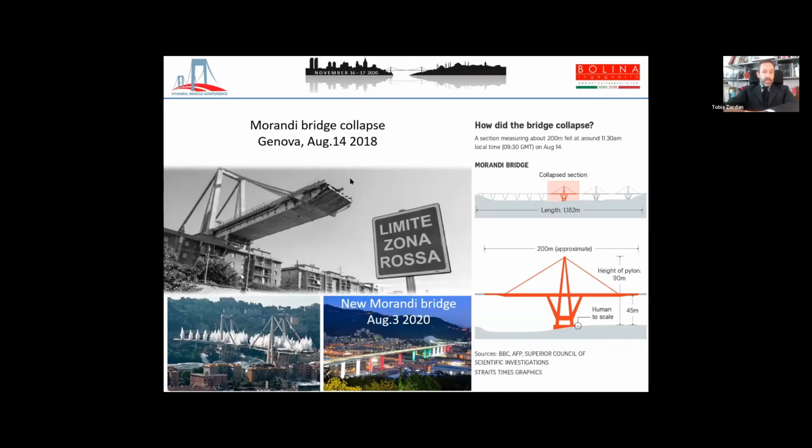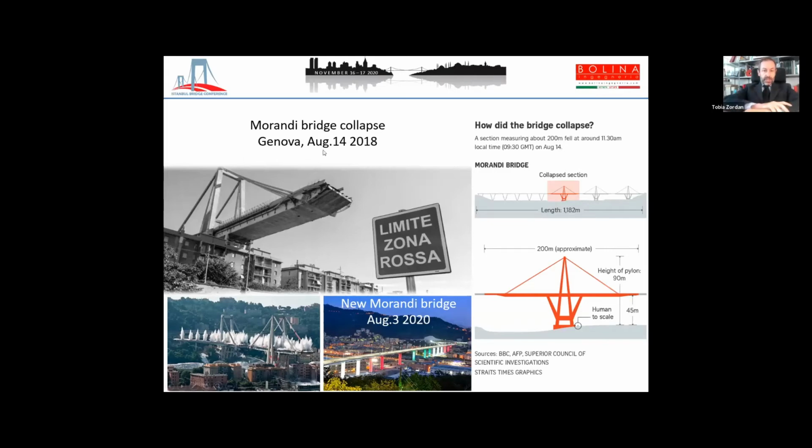Morandi Bridge is somehow considered the peak of an iceberg, because we are now realizing that we have, in general, a lot of problems in maintaining our assets in good condition. And we are facing very big risks, with the need to acknowledge a wide awareness about the state of conservation of our assets.